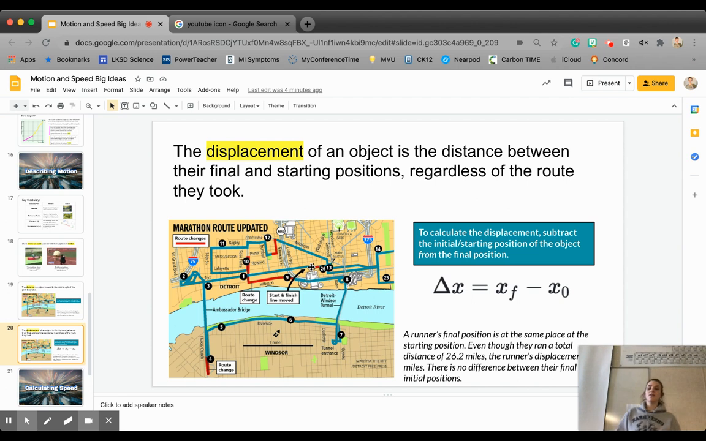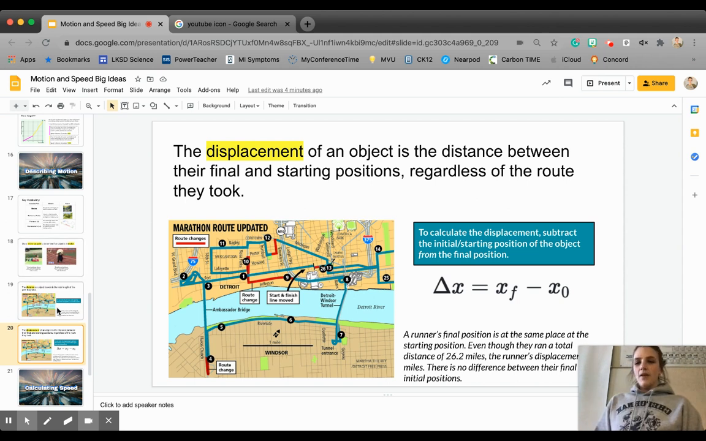Another thing to consider with displacement is that you can have a positive displacement or you can have a negative displacement. Having a positive displacement just means that you finished ahead of where you started. If you have a negative displacement, it just means that you finished behind where you started, okay?